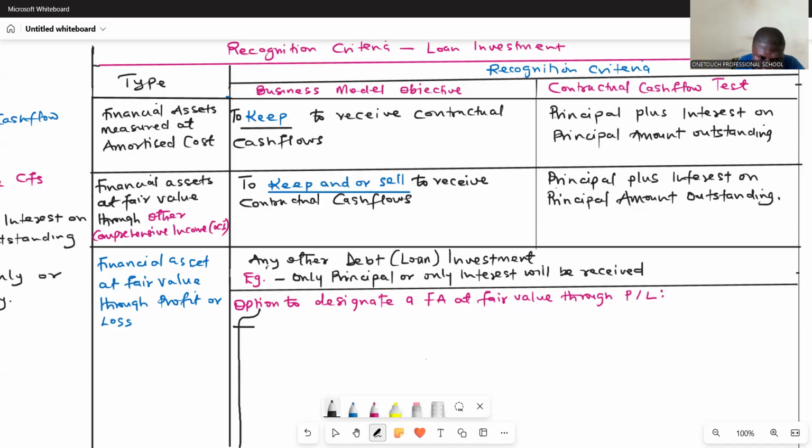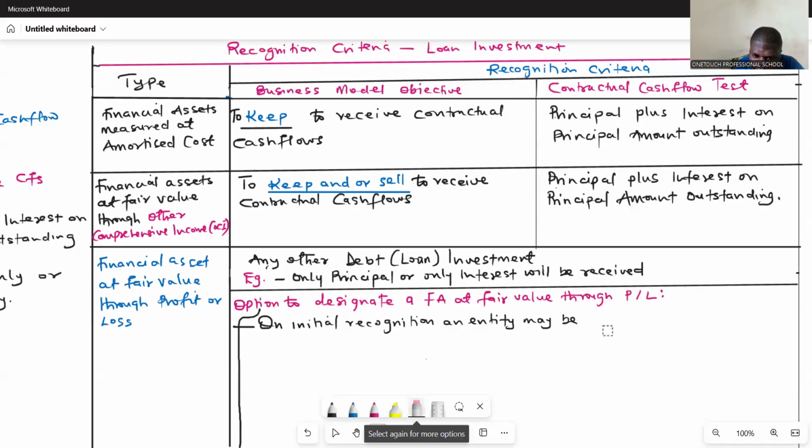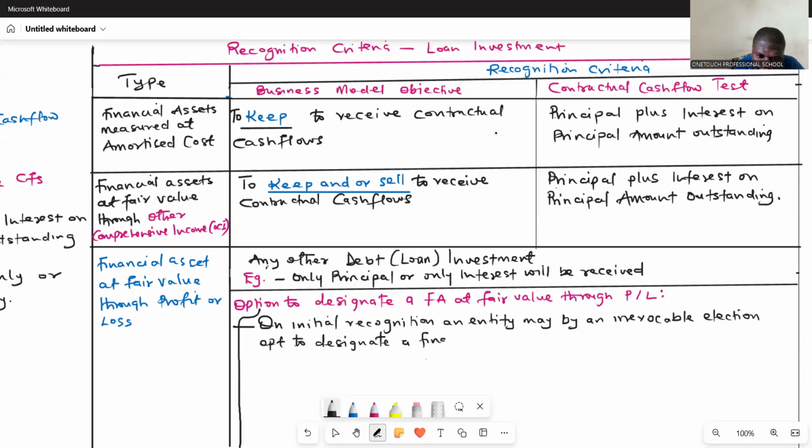So on initial recognition, an entity may, by an irrevocable election, opt to designate financial assets at fair value through profit or loss.